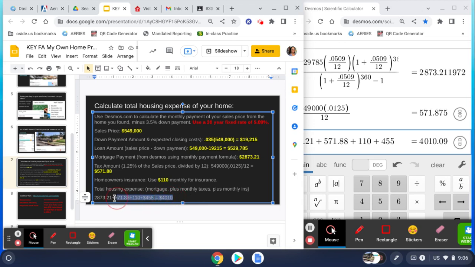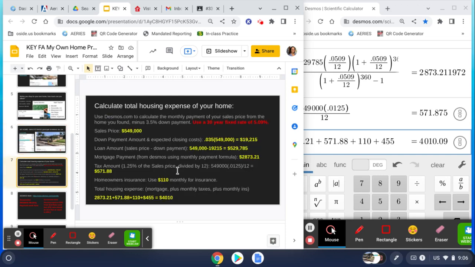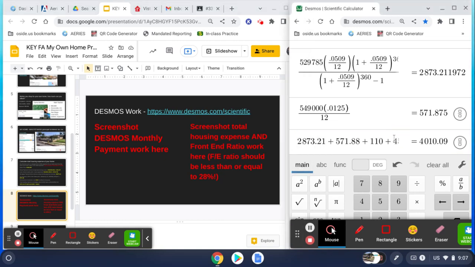And so what you just did is you showed me that you can do the calculations that Realtor.com just did for us. So this little box right here, you just did all those calculations yourself on slide 7 by following these little directions. Last, screenshot your Desmos and your front end ratio work.